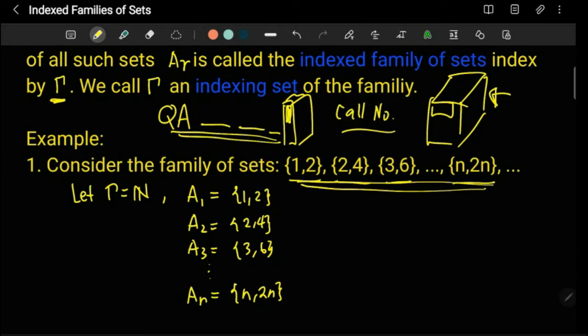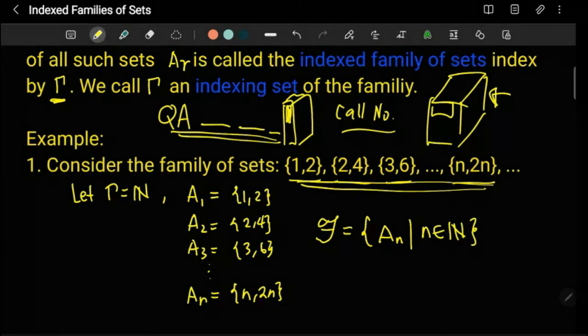So, that means our set, let's call it script F. So, usually for family, we're using a script letter to differentiate it from a usual set. Again, this is still a set, but with a special property, the elements of this set are set themselves. So the family can be shorthand written as A sub n for all n in our indexing set, which is the set of natural number. So therefore, this set is indexed by the set of natural number. Okay? So meaning it's just a shorthand notation on how we represent the set.